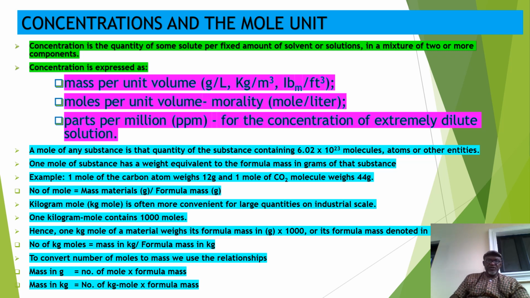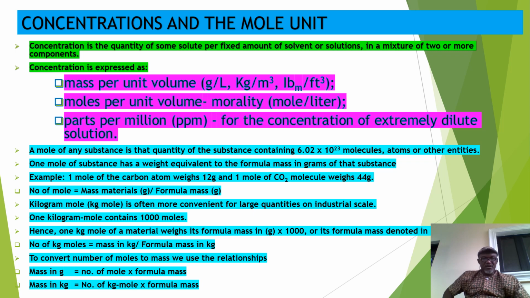on. A mole of a substance is that quantity of a substance containing 6.02 times 10 to the power 23 molecules, atoms, or other entities. The 6.02 times 10 to the power 23 is what we call Avogadro's number. 1 mole of a substance has a weight equivalent to the formula mass in grams of that substance.